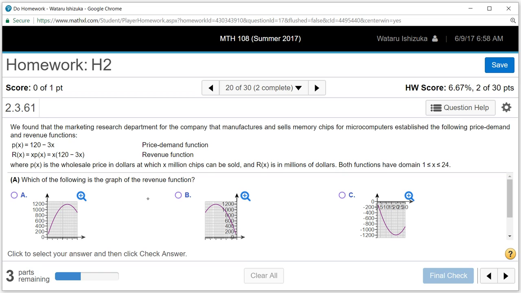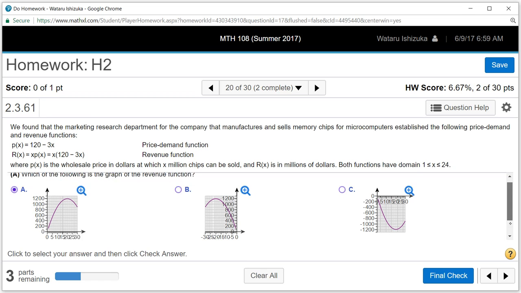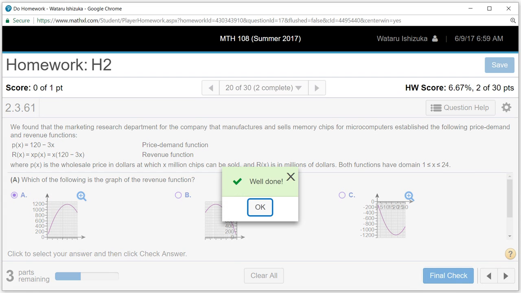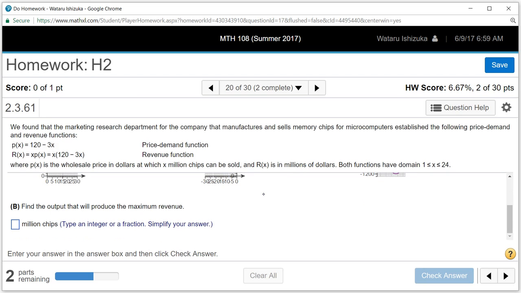Here, these look like they're actually on the negative side. And for the x-intercepts, it looks like it's going to be 0 here, and here it's going to hit probably 40. So I would say A is the correct one. Actually, is there more? Okay, that's it. Alright, so final check. We got that.